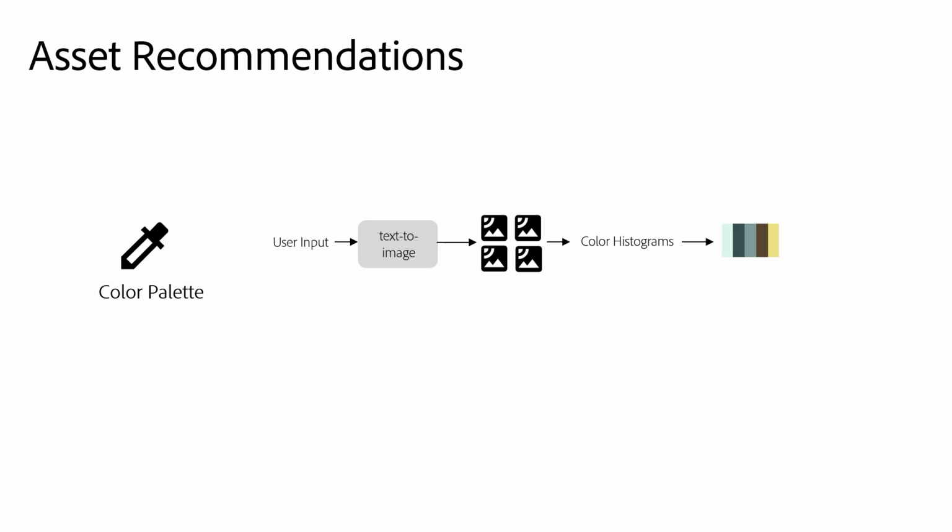And finally, for color palettes, we send the user input to a text-to-image model. From each image, we then extract colors by computing 5-bin color histograms, where each of the histograms becomes a color palette option for the user.